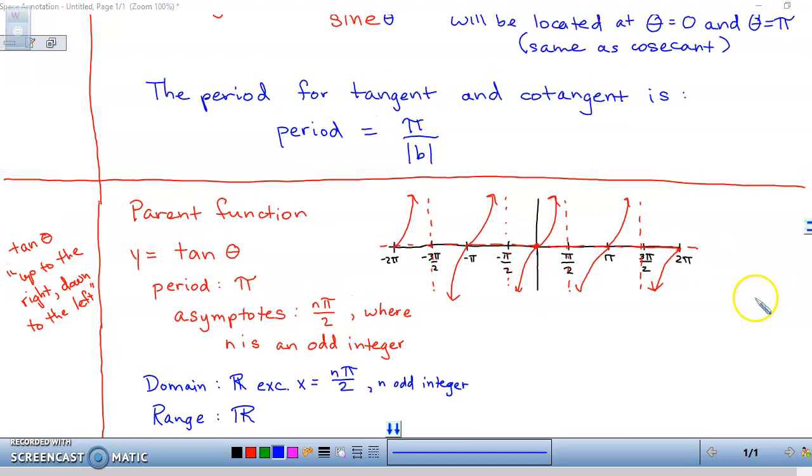And this is represented from negative 2 pi to positive 2 pi. So this is what your parent function for tangent looks like, rising to the right, falling to the left. And again, your asymptotes are located at each pi over 2 location where n is odd. So go ahead and pause this, copy down the parent function tangent information, and then we'll continue on with the cotangent.